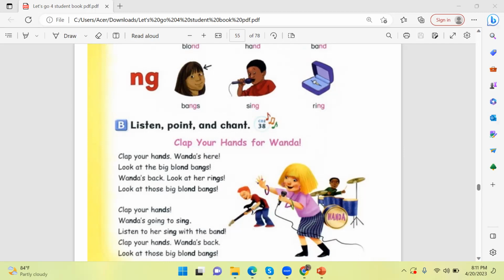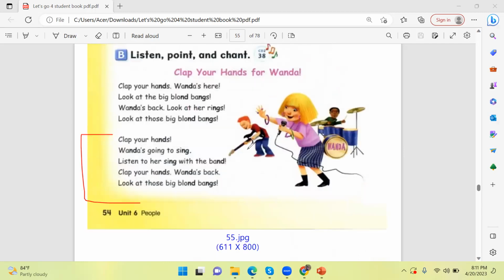Start here. Okay. Clap your hands. Quan is going to sing. Listen to her sing. Hit the barn. Okay. Clap your hands. Quan. Okay, very good. Look at her big barns. Okay, very good, Julia. That's correct. So we have here the one entitled Clap Your Hands for Wanda.